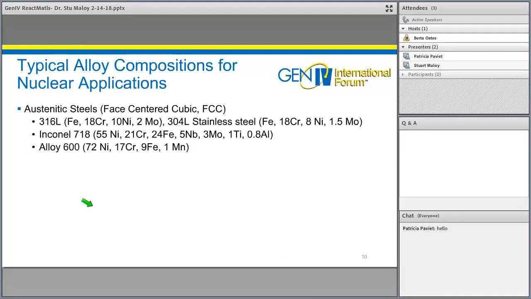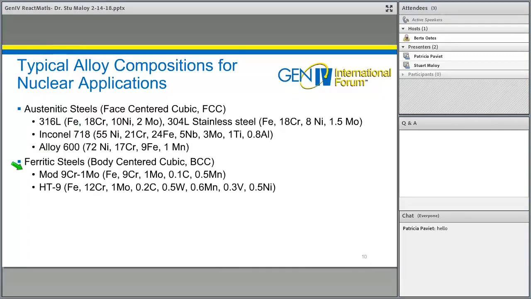So what are typical alloy compositions? Just as a background, before I get into talking about the different material changes, austenitic stainless steels are used in many different applications within reactors. That's 316L and 304L, which are high chrome, high nickel alloys, or Inconel 718, which is a high nickel, also chrome alloy, and alloy 600, also a very high nickel alloy. So these are all austenitic or face-centered cubic alloys.